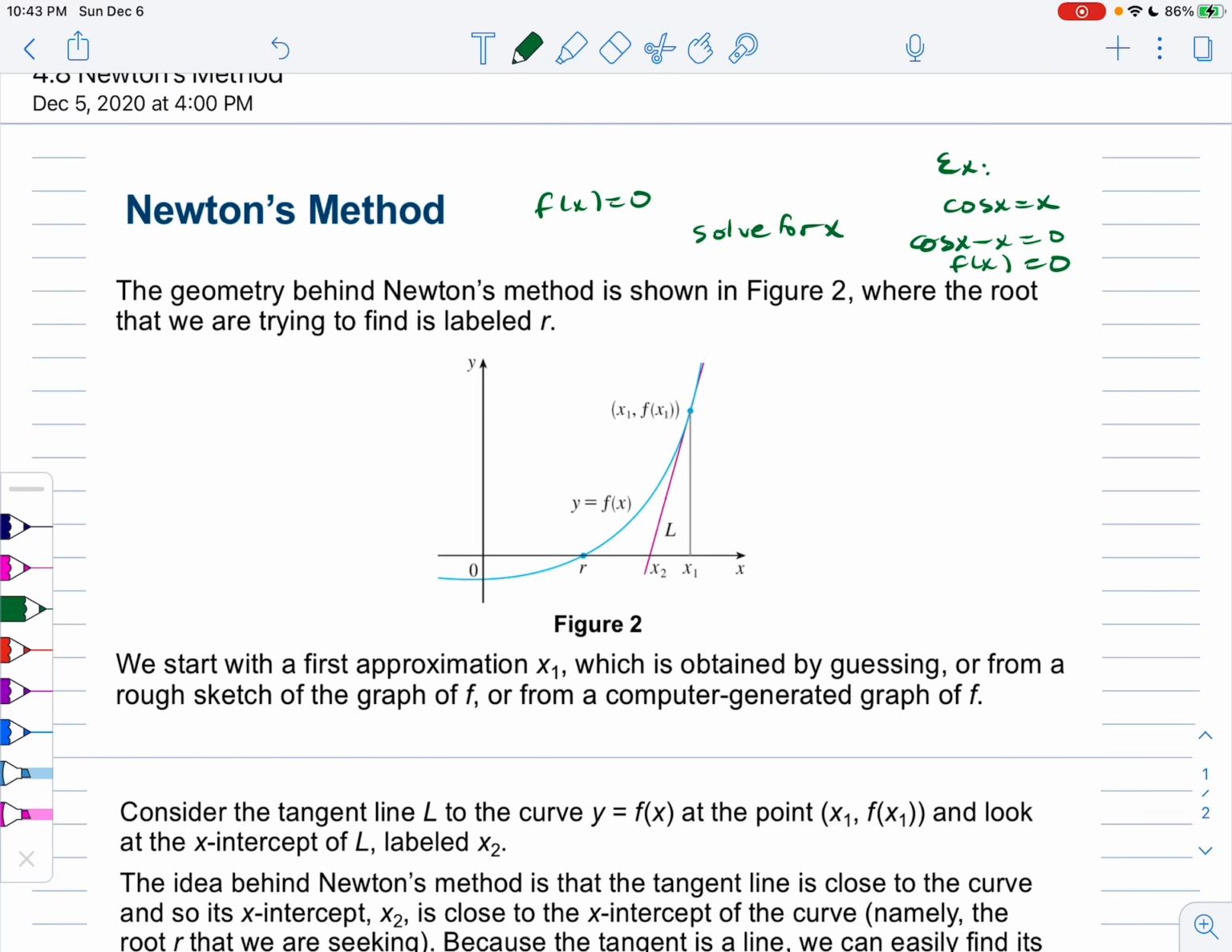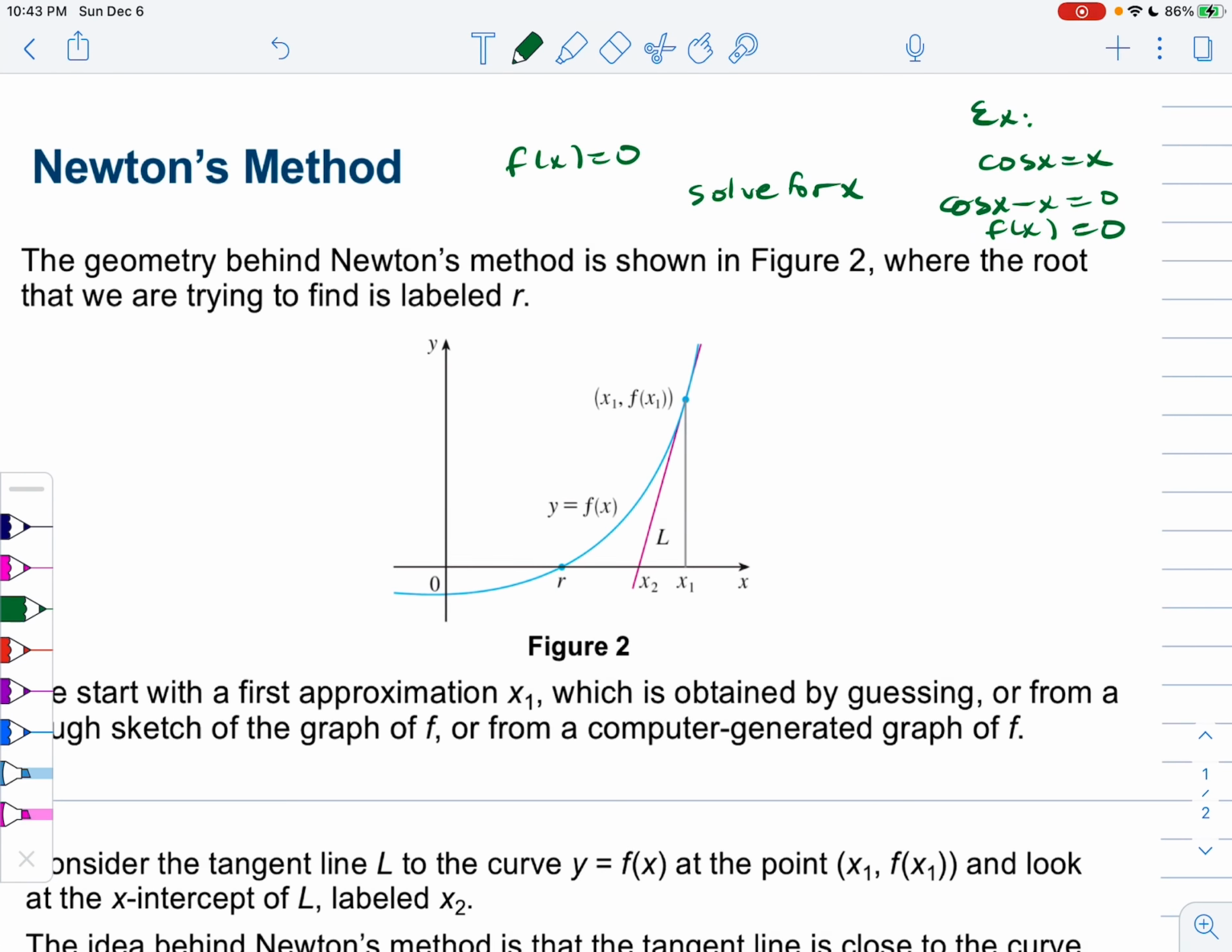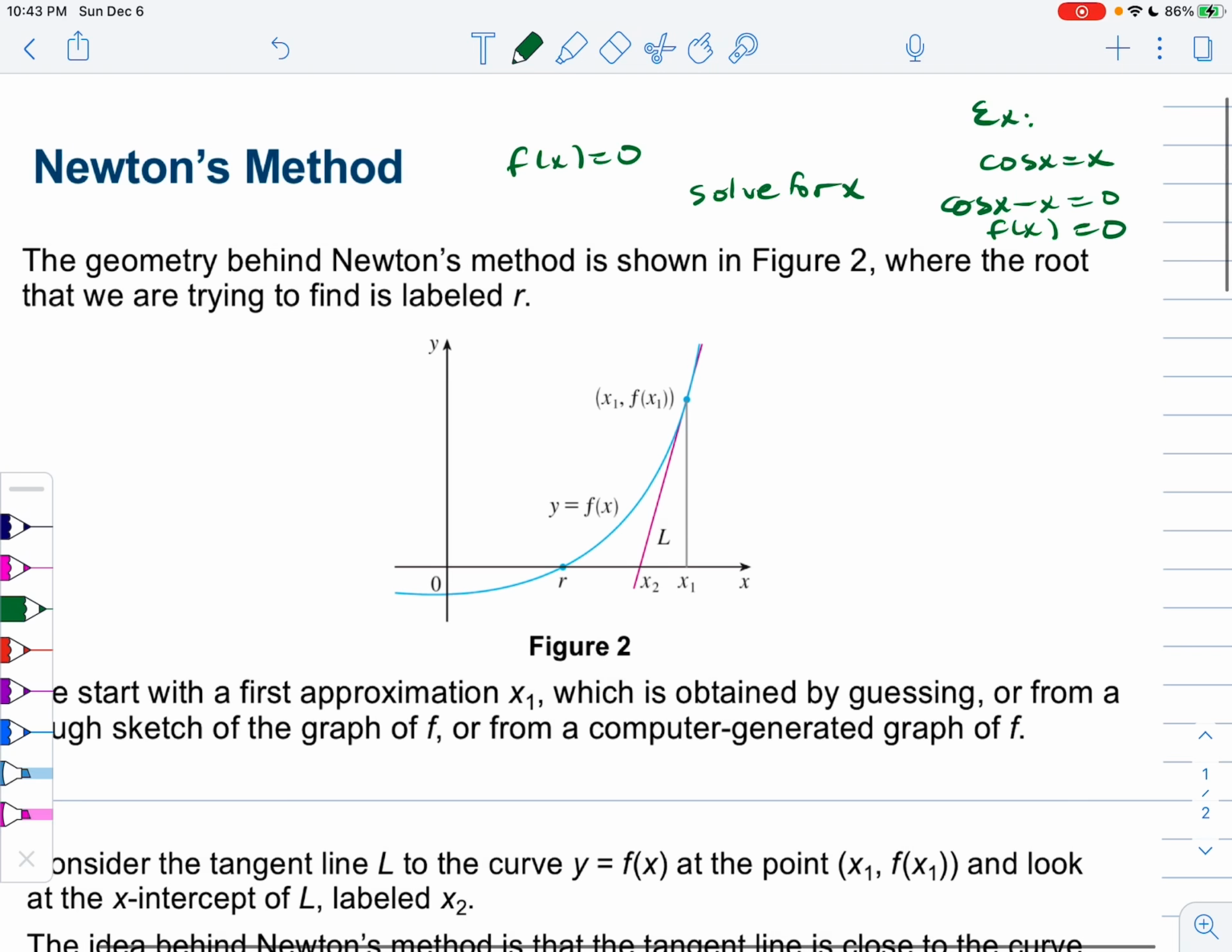So we first start with a first approximation to the zero. We're really on a mission to find r, here in this picture, which is the root of the equation. That's r, the value of x where f of x is equal to 0, right? Because the output there is 0. So sometimes we do want to use graphing calculators to find our first approximation and then get more accurate approximations by using Newton's method.